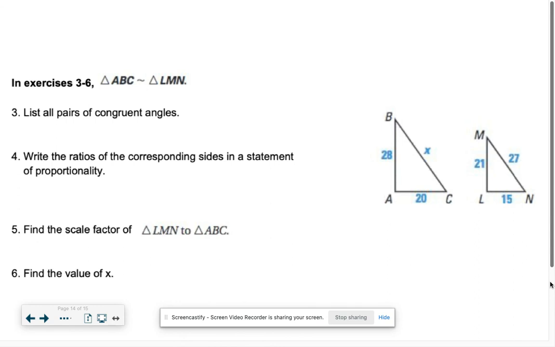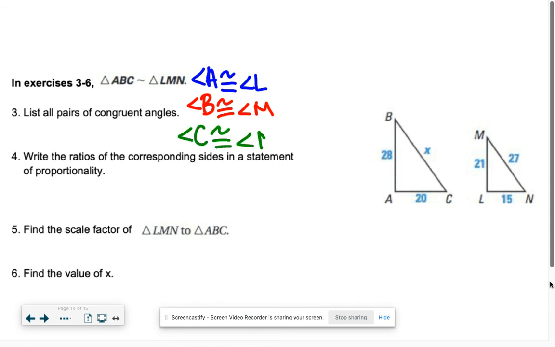Number 3, we're just again listing our congruent angles, so you can either look at your picture or at your similarity statement, and remember we just go in order. What does angle A match? L. Now go to the next letter. B matches M. And then angle C and N.